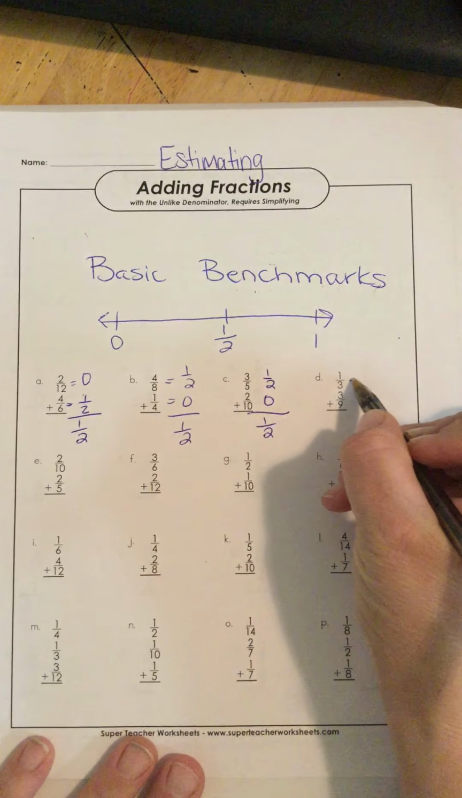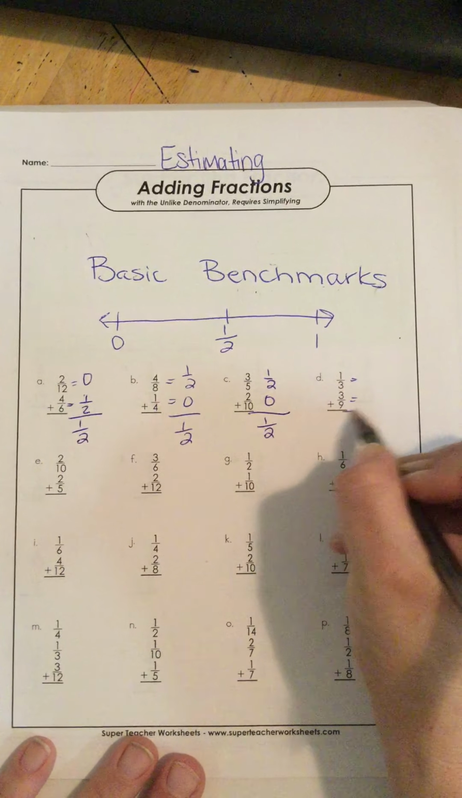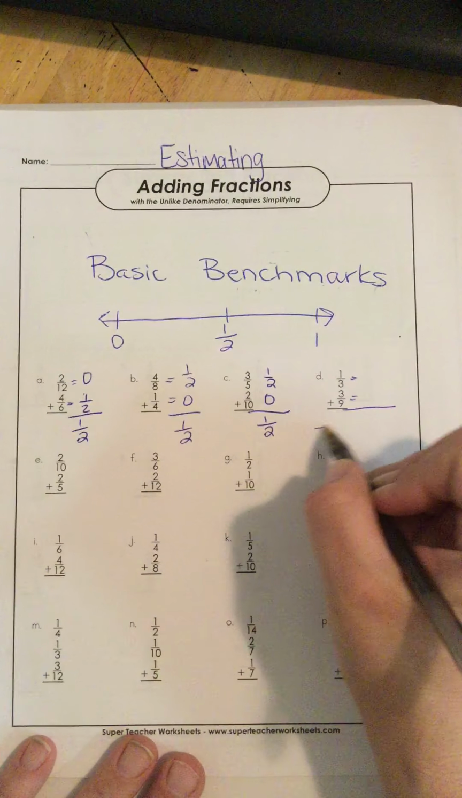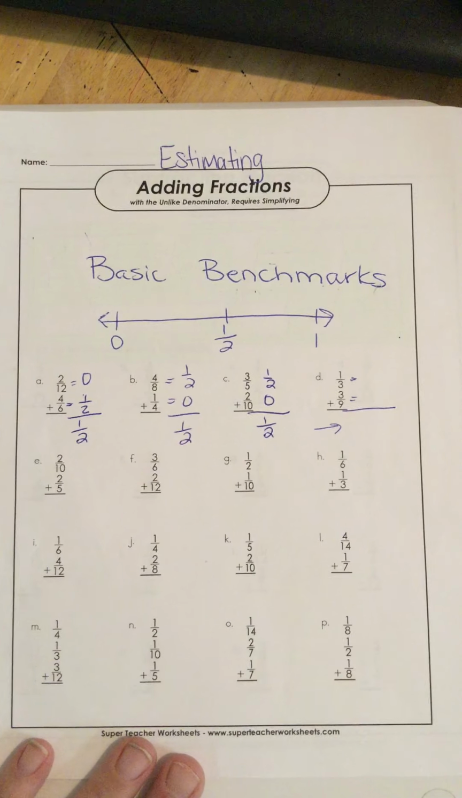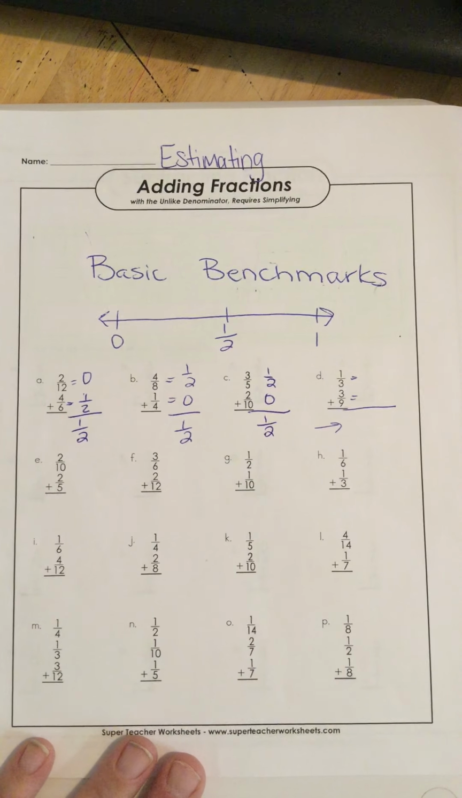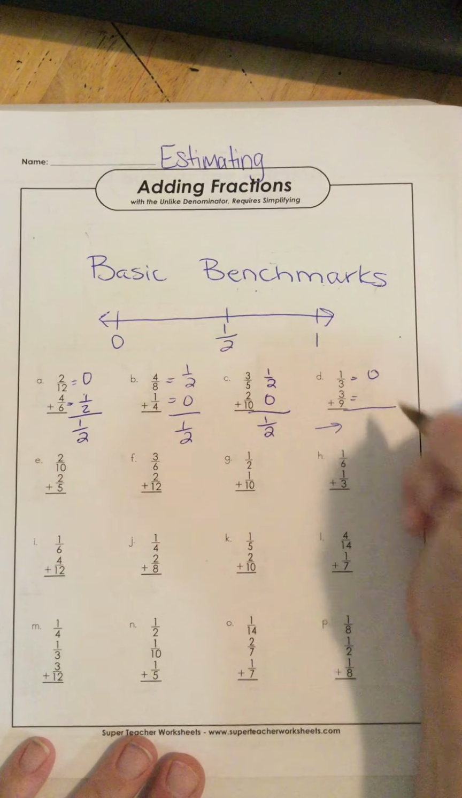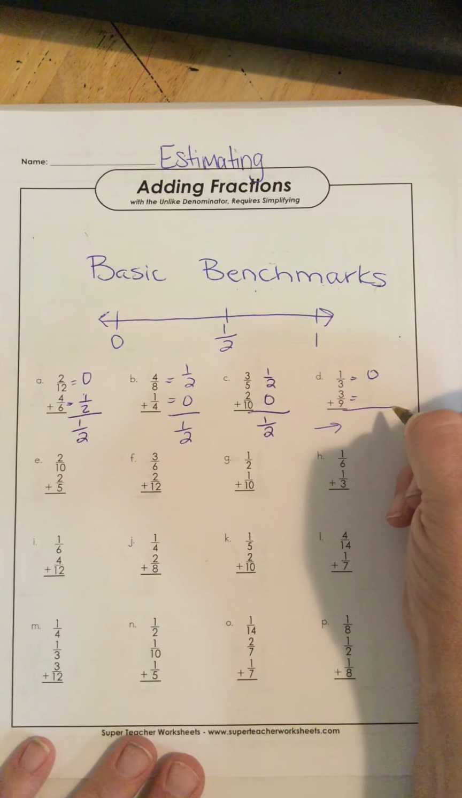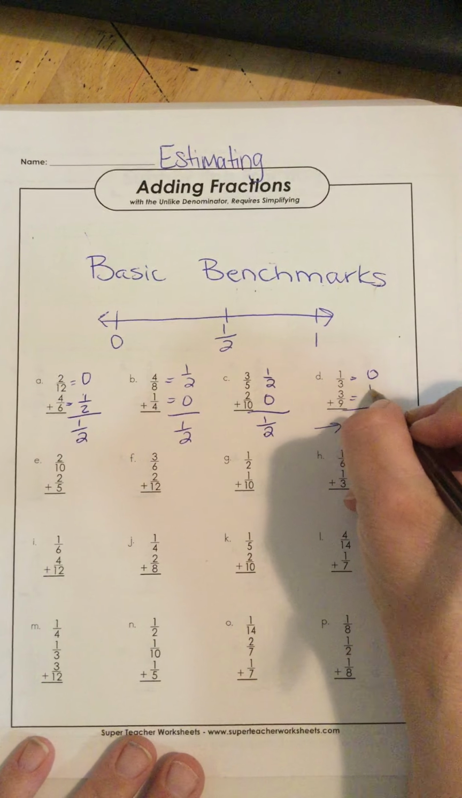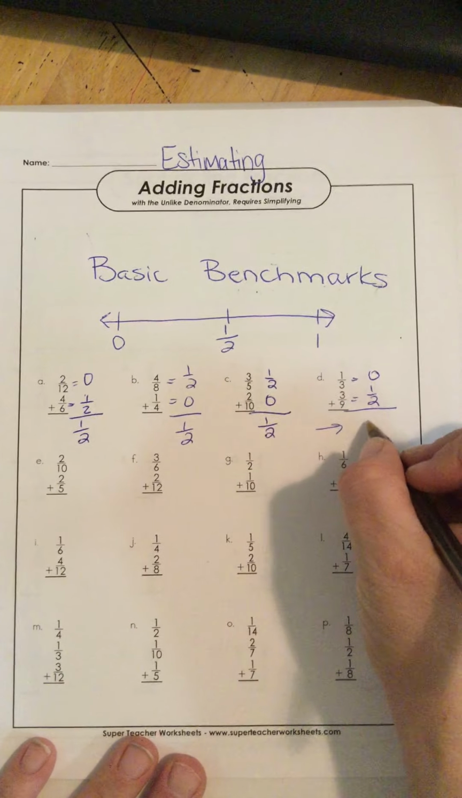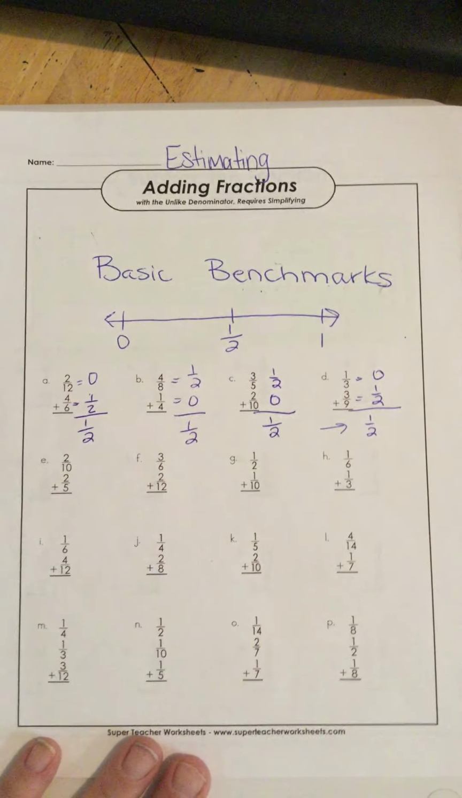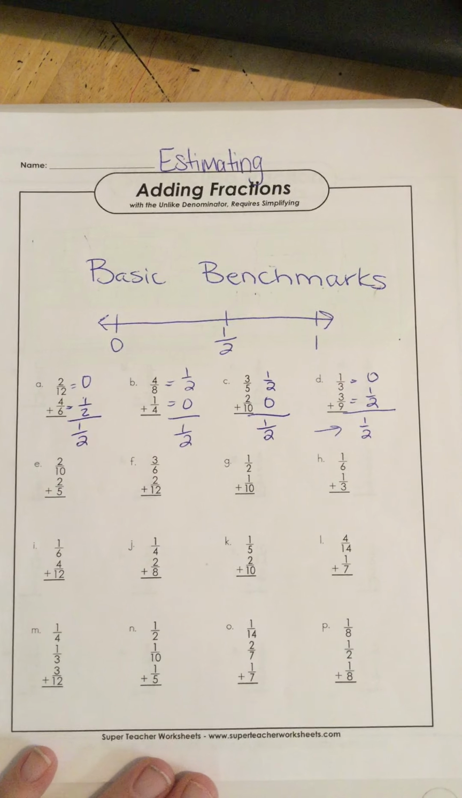Okay, 1/3 plus 3/9. Tell me what your answer is going to be. Okay, 1 over 3 is closer to 0. 3 over 9, I would give that about half. So your answer is 1/2. You could have even given it a 0.